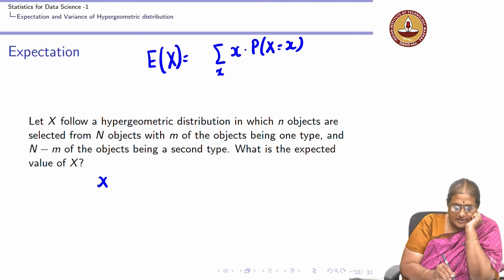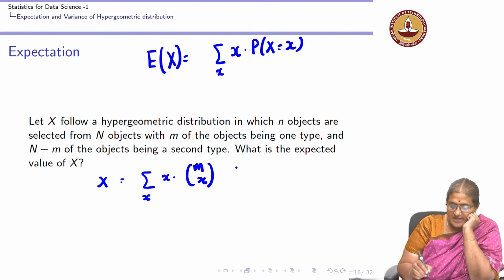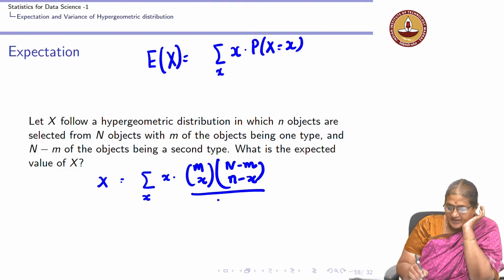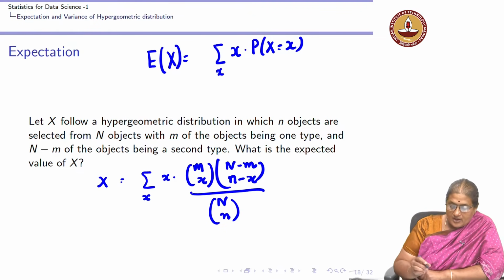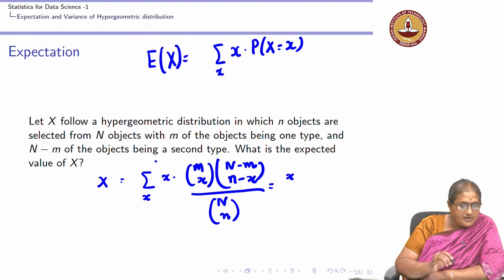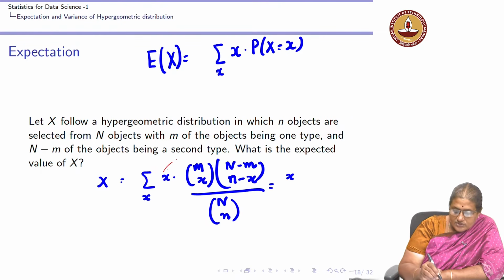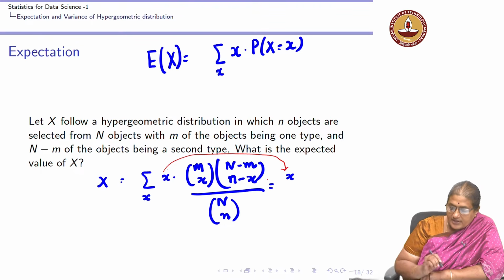So, let us look at a case where x takes a value. I have summation over all x, and I know the probability of this x is m choose x times n minus m choose n minus x, divided by N choose n. Now, we are just going to rewrite this in a particular way. What are we going to do? I am going to retain that x here.